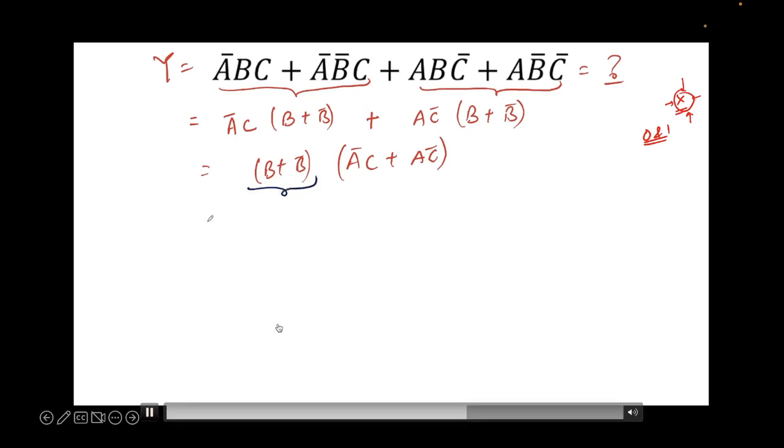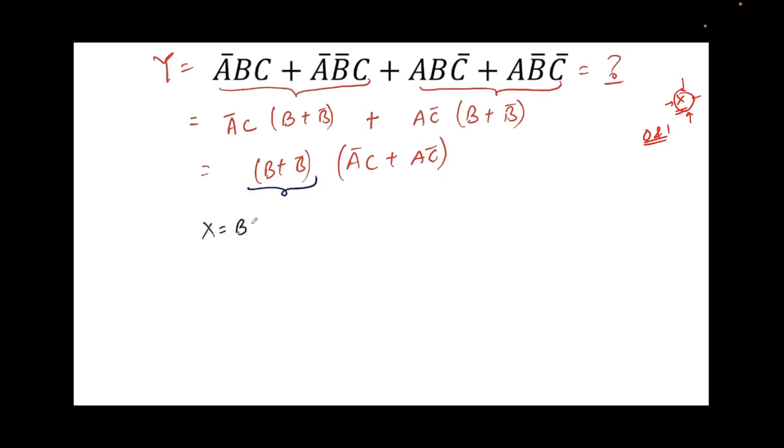Assume that x is equal to b plus b bar, and let's try to find the value of x. I'll do the same thing. The input is b and x is nothing but b plus b bar. Let's populate this truth table. There are only two possible combinations: either b is 0 or b is 1. If b is 0, b bar would be 1, and if b is 1, b bar is 0.